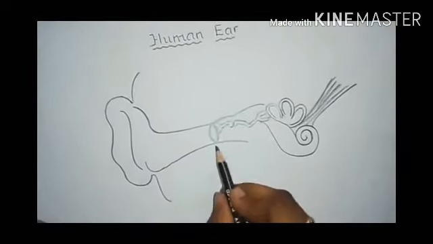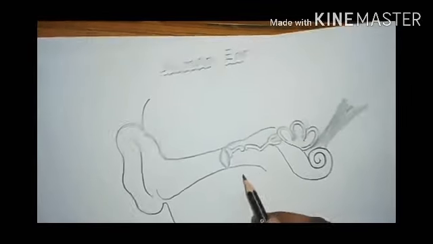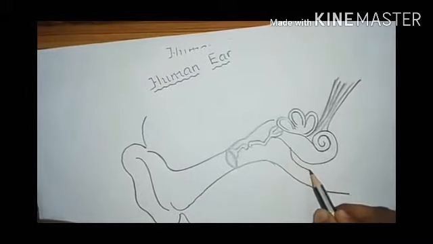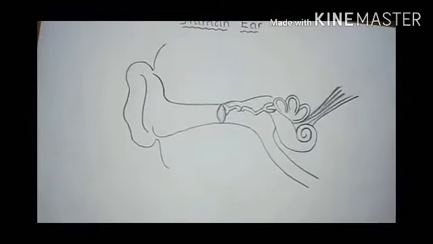Now children, to maintain the air pressure on either side of the tympanum, there is a tube called the eustachian tube. So draw the eustachian tube. So this is the structure of the ear.